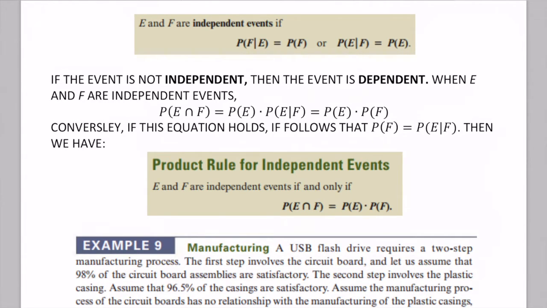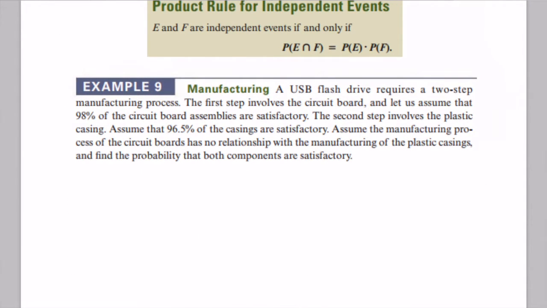Okay? So a USB flash drive requires a two-step manufacturing process. First step, I'm going to name that one PA, and it's the circuit board. And what does it say about it? Let's assume that 98% is satisfactory, so I'm going to say 0.98. The second step involves plastic casing, so I'm going to put PB for plastic, and that has a 0.965 probability.